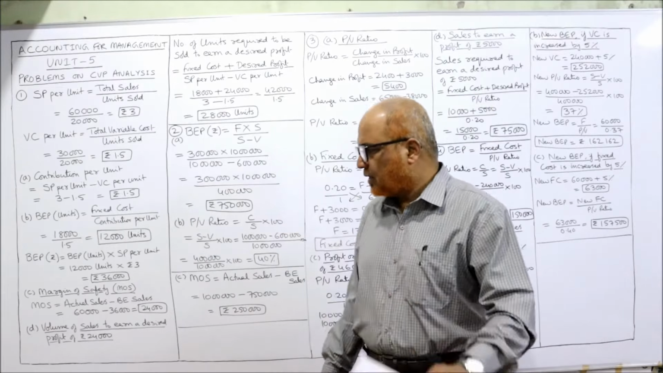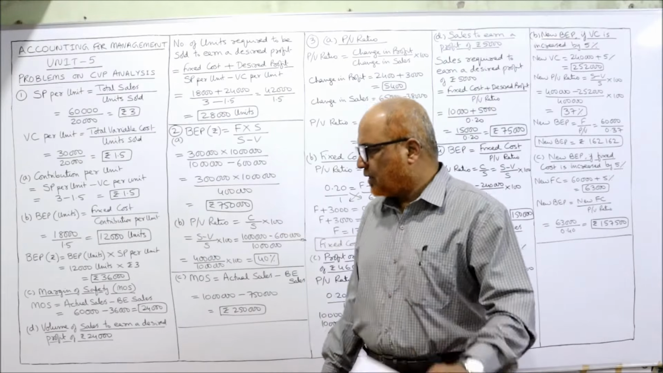The numerator is fixed cost plus desired profit. Fixed cost is given in the problem, 18,000. So in place of fixed cost, 18,000. Desired profit, how much we want to earn? 24,000 is the desired profit. Divided by selling price 3 rupees, variable cost 1.5. So 3 minus 1.5 is 1.5. 42,000 by 1.5, you will get 28,000 units. By selling 28,000 units, we can get a desired profit of 24,000. That's it. This is the end of problem number 1.